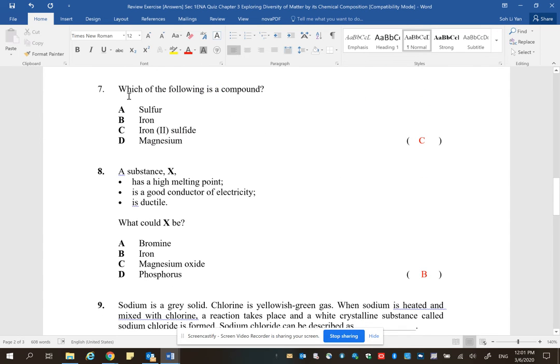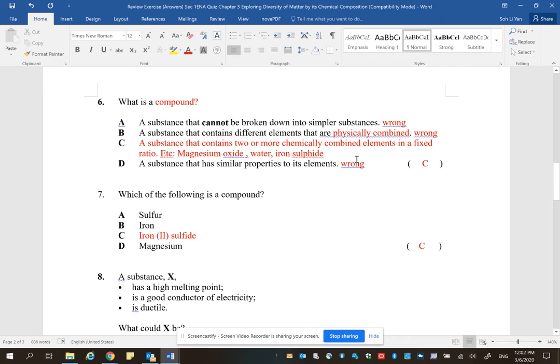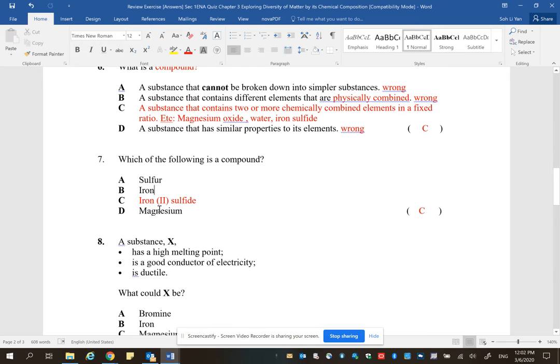Let's move on to question seven. Which of the following is a compound? It should be iron sulfide. There's a typo right here. S-U-L-F-I-D-E. So it's actually iron sulfide. The rest are all elements that can be found in the periodic table.